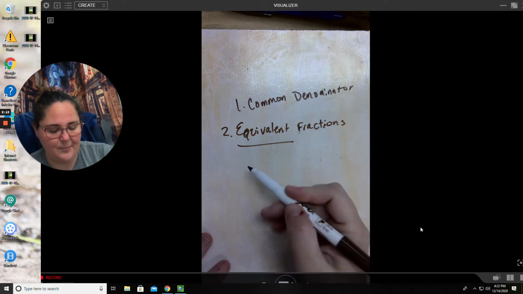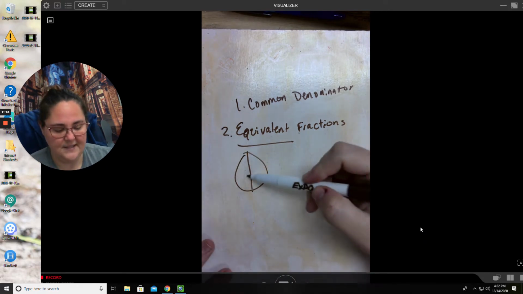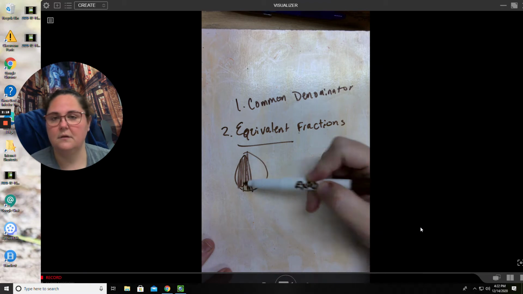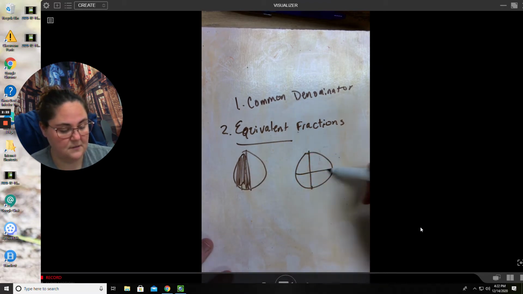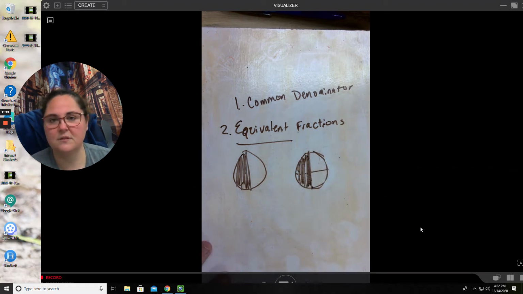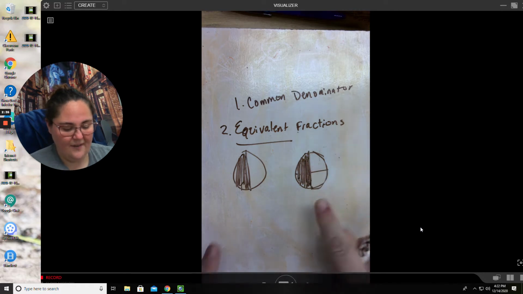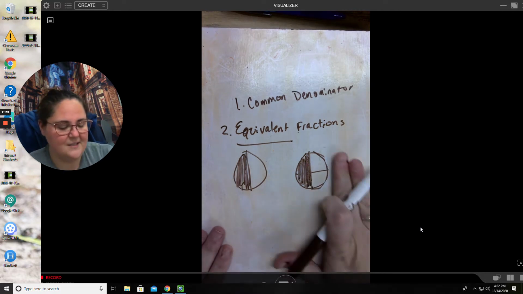So here's an example of that. If I have 1/2, and say this half is shaded, and then I look over here and I have 2/4, and this half is shaded. Still the same amount. The pieces are just a little smaller. The same amount is still shaded. If I put these together, it's still the same exact amount, right? So that's what we're going to work with today.